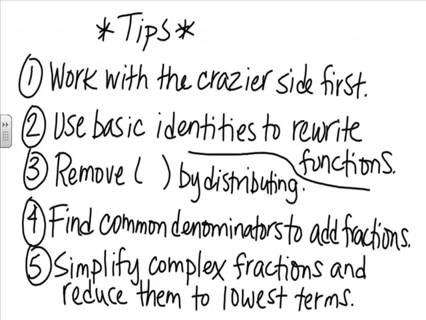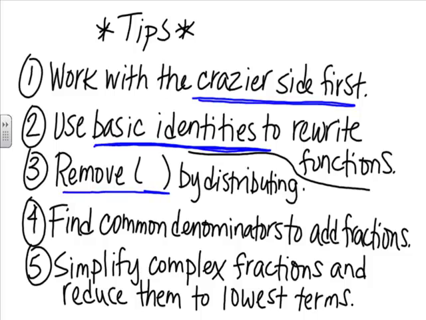So when we approach one of these things, what's going to help us is to work with the crazier side first. So I'll be saying that again. The basic identities are oftentimes going to be our ticket to just getting the job done. And that's what I just showed you. There's going to be other times where we're served something that has parentheses in it, and good old distributing sometimes will make the thing become easier so we can deal with it.